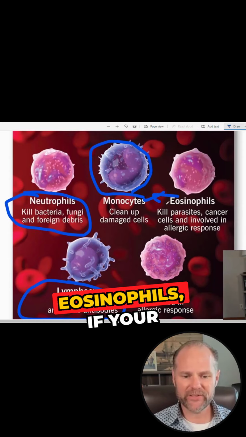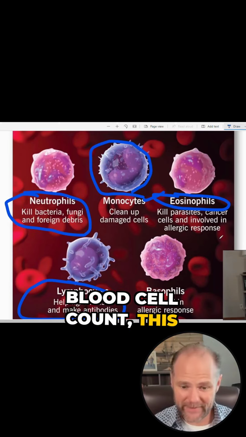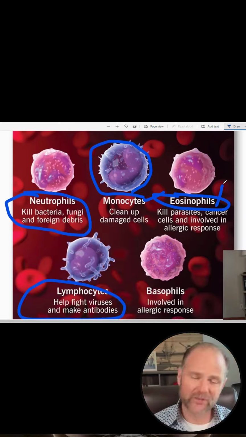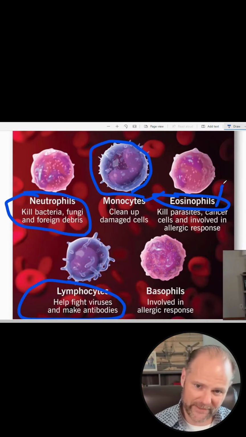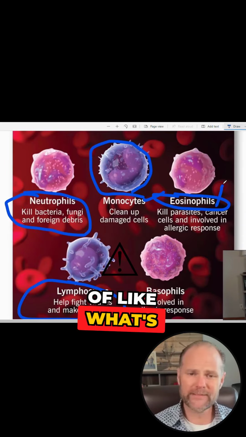And then your eosinophils, if your eosinophils are elevated on your white blood cell count, this can indicate that you have some kind of parasite, small bacterial overgrowth. So on a functional level, when you look at the subset of the white blood cells, it can kind of give you an indication of what's happening in your body.